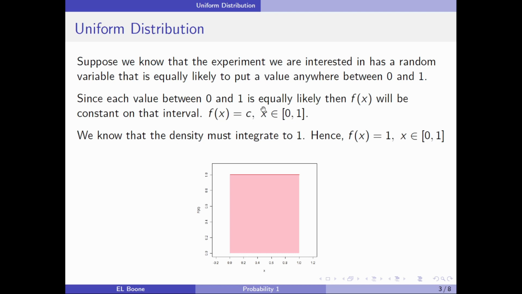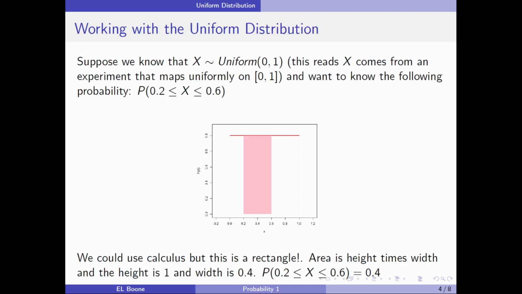It's easy to figure out what this constant is because we know the density must integrate to 1. Here is a picture of it. It's a rectangle. We already know that it goes between 0 and 1, so we have the width. Now all we need is the height in order for the area to be 1. If the width is 1 and the area is 1, then the height must be 1. We did all of that without calculus, but later we'll have to use calculus to come up with some of these.